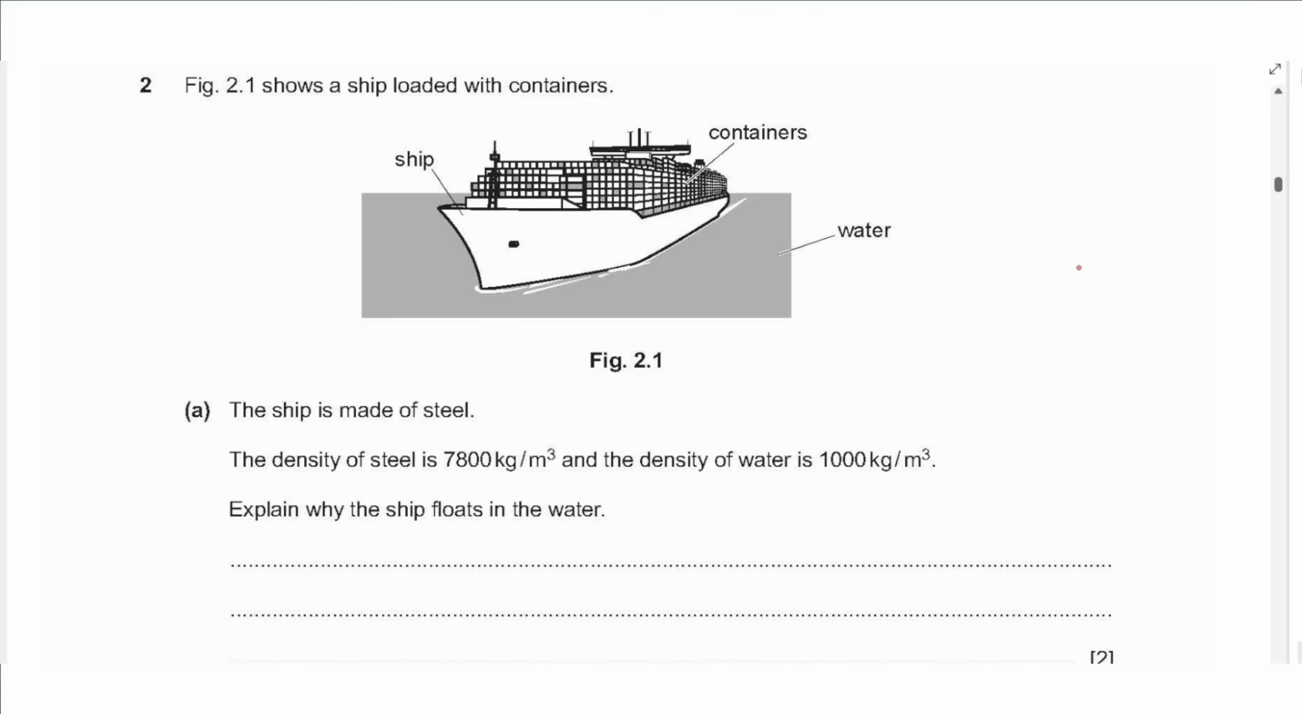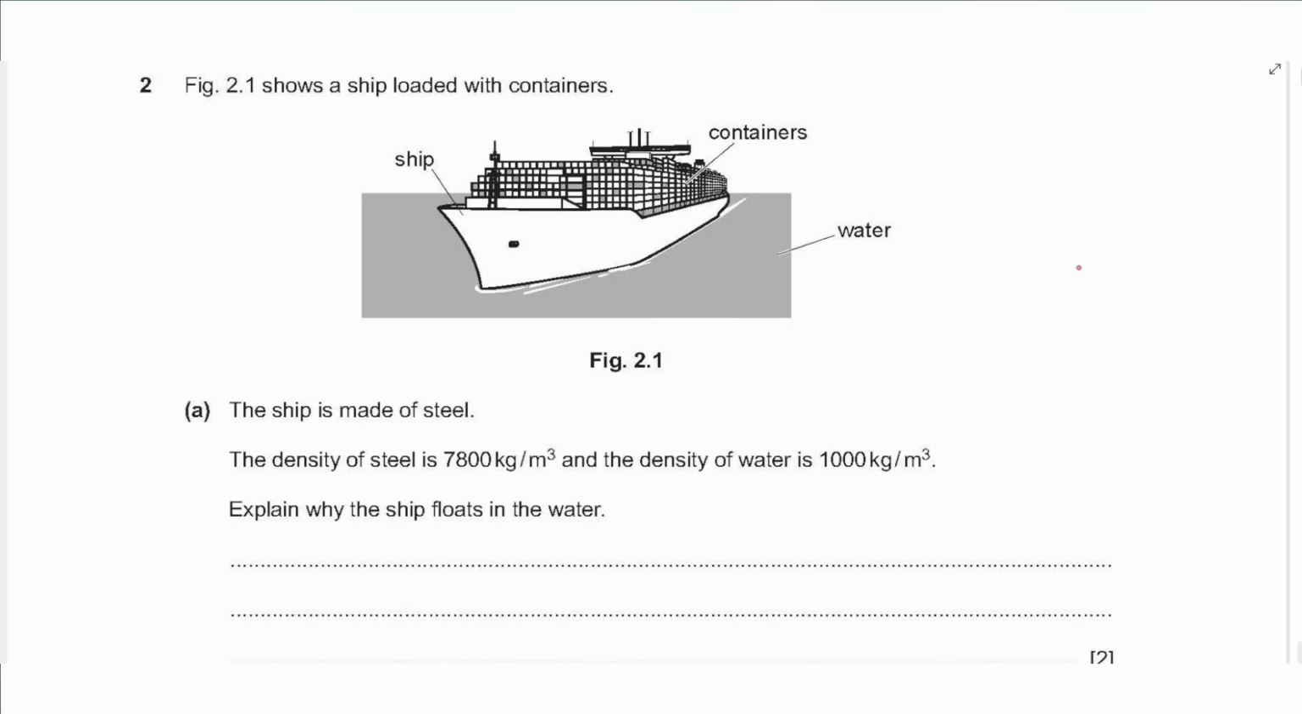Question 2 says, figure 2.1 shows a ship loaded with containers. The ship is made of steel. The density of steel is 7,800 kilogram per meter cubed, and the density of water is 1,000 kilogram per meter cubed, which is less. Explain why the ship floats in water. Normally, something with greater density than water would sink in water, but the ship is made of steel, which is more dense than water, and yet the ship floats. That's why it should appear confusing in this question.